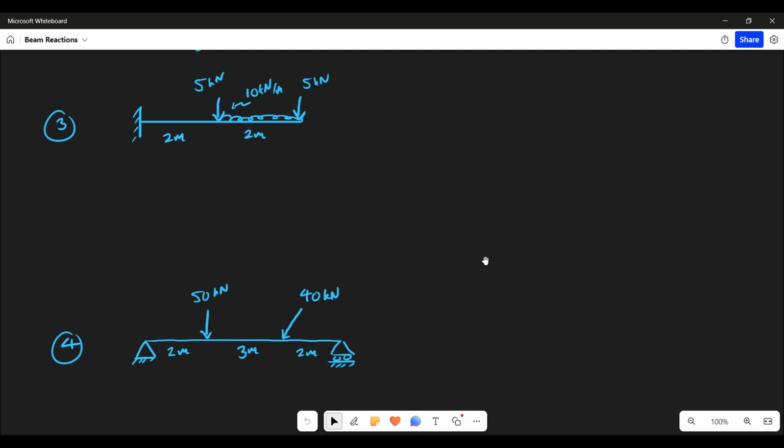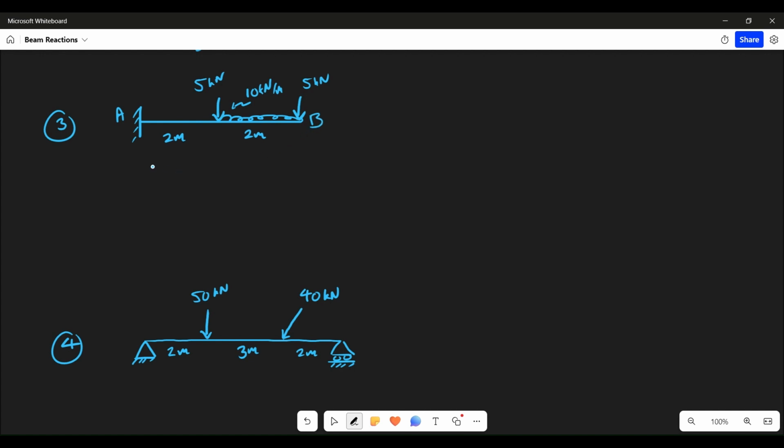Hello students, in this video we will solve some more numericals on beam reactions. So let us start with this cantilever beam first. The type of this beam is cantilever, that is fixed at one end and free at the other end. And three loads are working: 5 kilonewton, 5 kilonewton, 2 point loads, and one UDL, uniformly distributed load of 10 kilonewton per meter. So let us name these points. This is point A and point B.